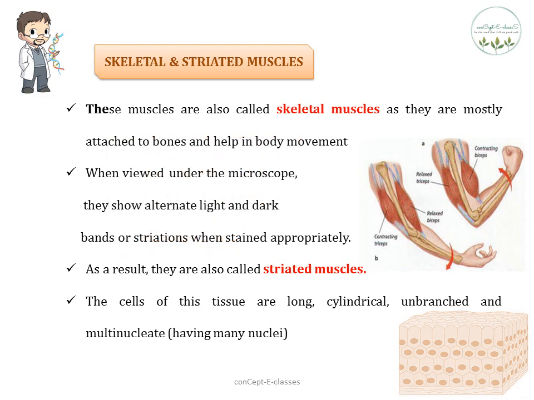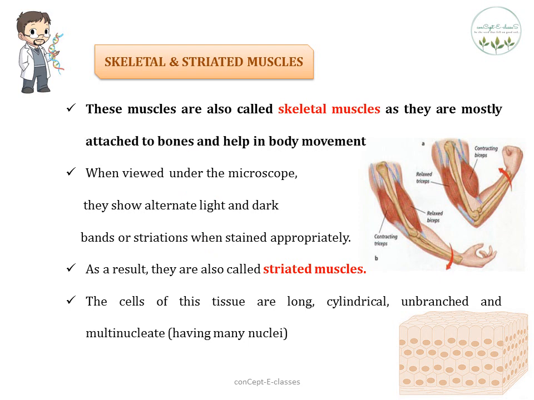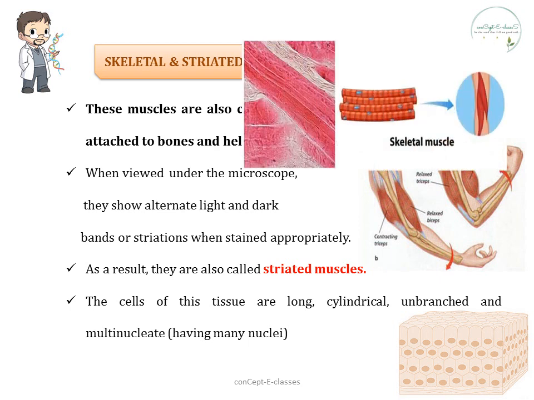Now these muscles are also called skeletal muscles, as they are mostly attached to the bones and help in the body movement. If we view these muscles under a microscope, they show alternate light and dark bands or striations when stained appropriately. That is, if we observe these muscles under a microscope, we can see stripe-type striations. So these muscles are called striated muscles.